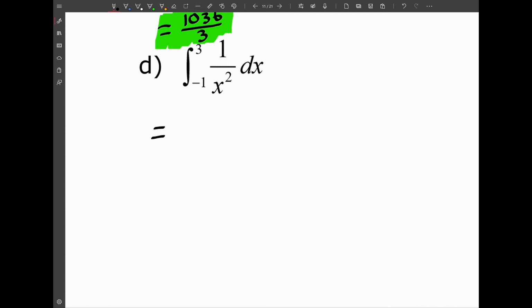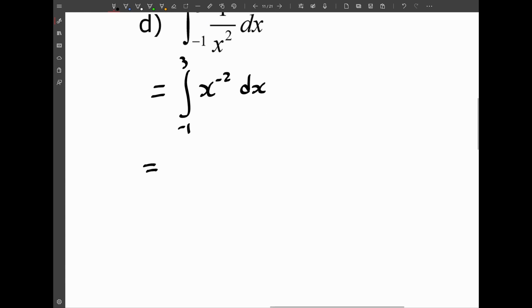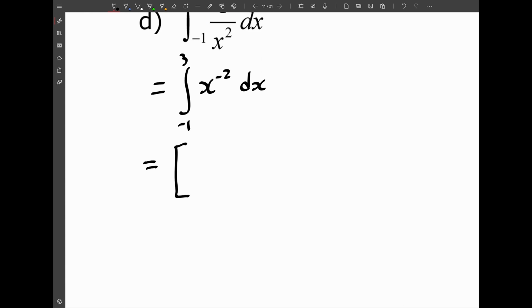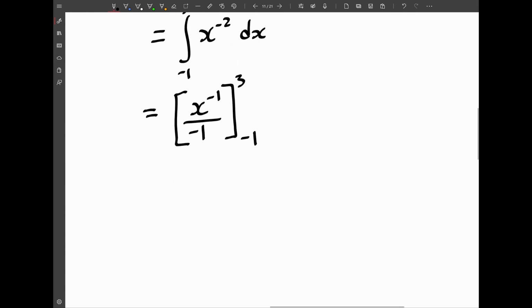So with this one, we're taking the integral from -1 to 3. Nope, I definitely meant to write that. -1 to 3 of, I'm going to rewrite this as x to the -2 dx. Then we take our antiderivative for x to the -2, and that's x to the -1, because we add 1 to that exponent, and then divide by our new exponent, which is -1. And I take that from -1 to 3.